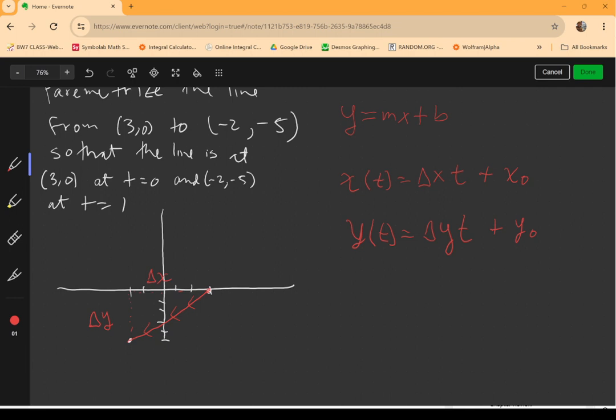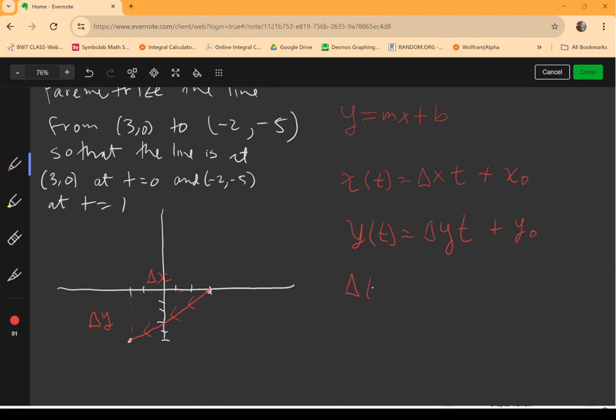Now for this particular example, for x0, y0 I have two points to choose from, but they're asking me to start at (3, 0). So x0, y0 is going to come from the point (3, 0). If I wanted to start at the other end, then I would choose (-2, -5) as my starting point. Now the change in x and the change in y are calculated the same way.